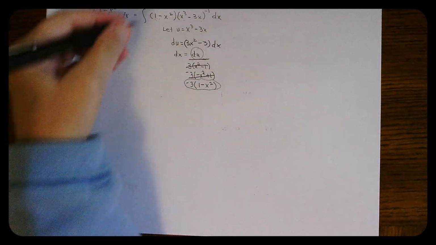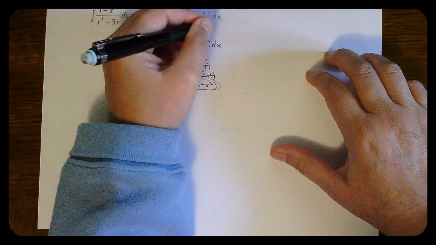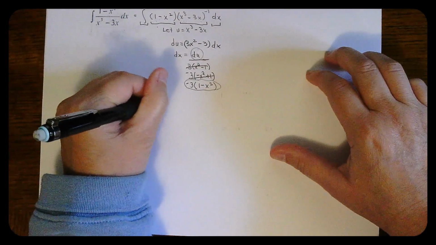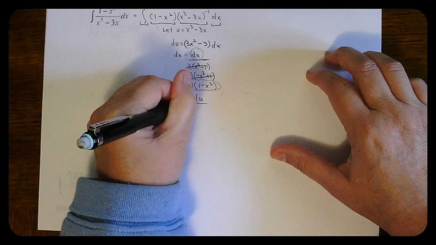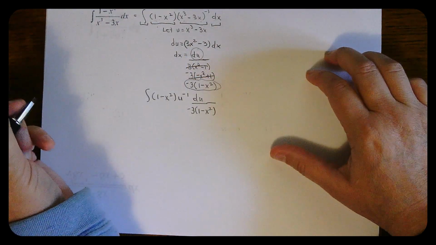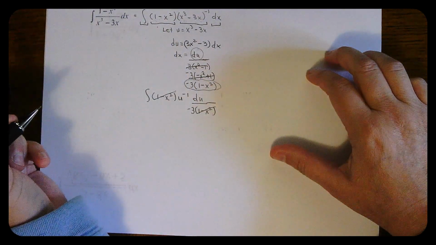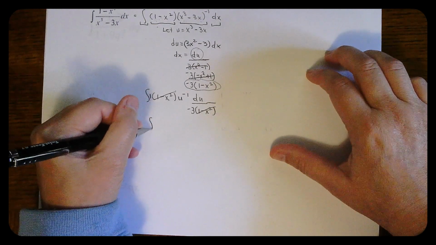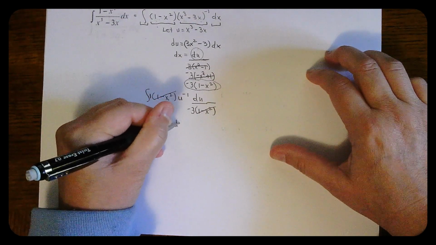So now it's time to rewrite. Remember, there are 4 pieces. The integral, this one you always copy over, this and this. So these last two you substitute. So the integral of 1 minus x squared times u to the -1 times du over -3 times 1 minus x squared. All right, now the algebra: this 1 minus x squared will cancel with that 1 minus x squared. Remember, there's an understood 1 here. So when we rewrite it, we get 1 over -3 u to the -1 du.